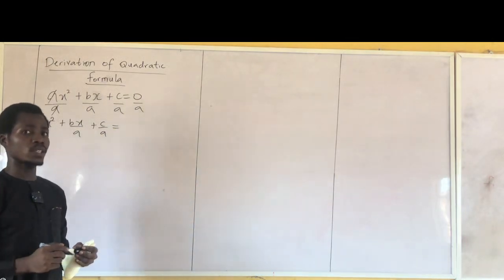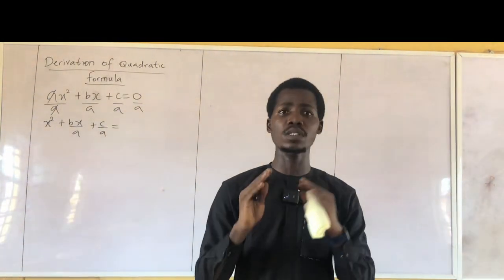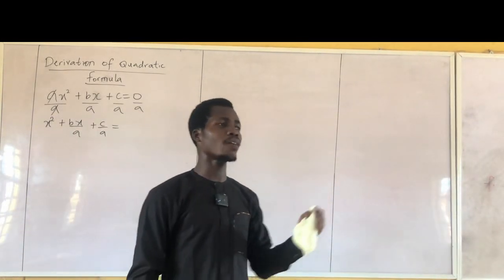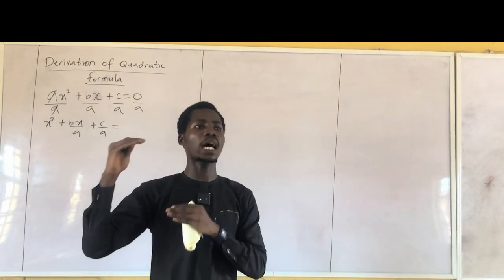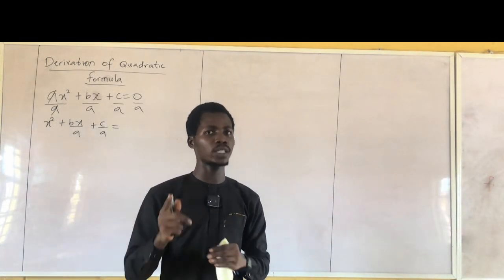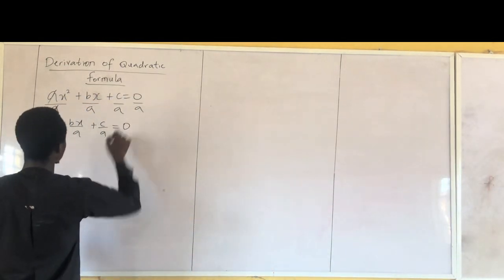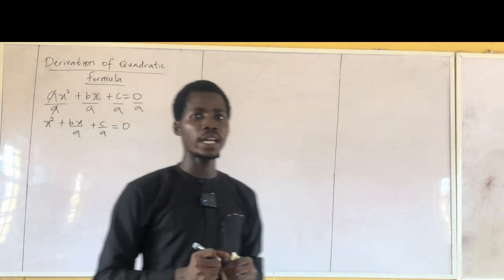0 over a is going to give you 0. 0 over any number or letter is going to give you 0. But if you have a number over 0, for example 1 over 0, that is going to give you undefined, or rather, in an advanced level, it will give you infinity. So in this case, 0 over a is going to give us 0. Very simple.